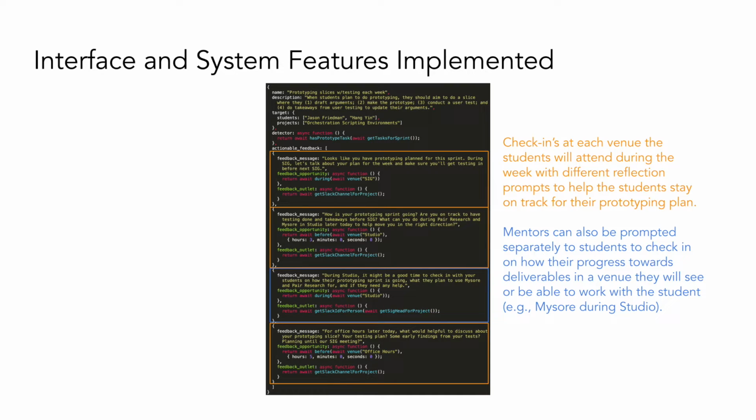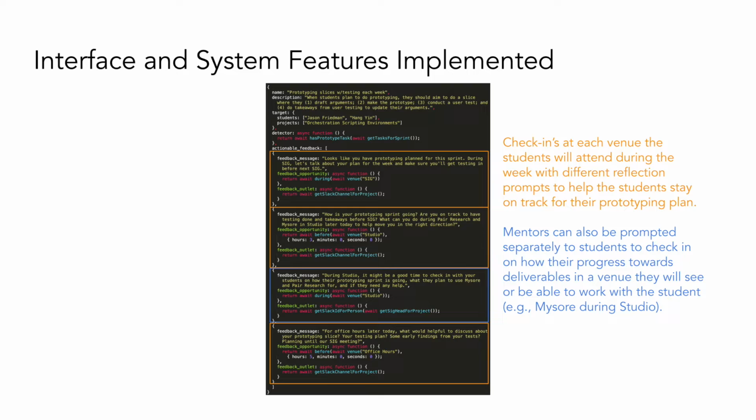In orange, we also have the part about mentors being prompted. So here, they get prompted at a different time during studio versus the student being prompted well before studio and office hours to prepare for something. The mentor gets prompted during studio to go and check how their students are doing on the prototyping process.